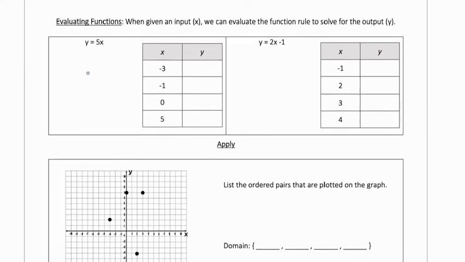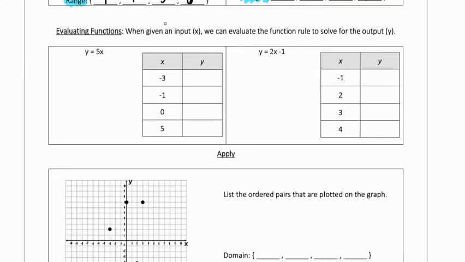And next up, we're going to be evaluating functions. So when given an input x, we can evaluate the function rule to solve for the output value y. And we've already done evaluating expressions this year. This is just going to look a little different because now we're going to be evaluating an equation for a specific x value. So notice that we are given this function rule y equals 5x. So this is what we can call an equation, or in this case a function rule, because this is what is going to get us all of our y values depending on what x value you enter.